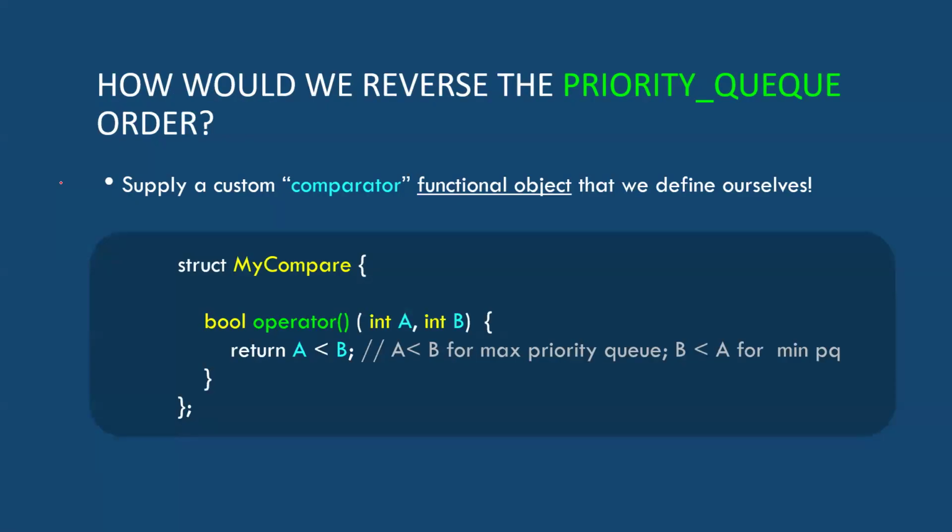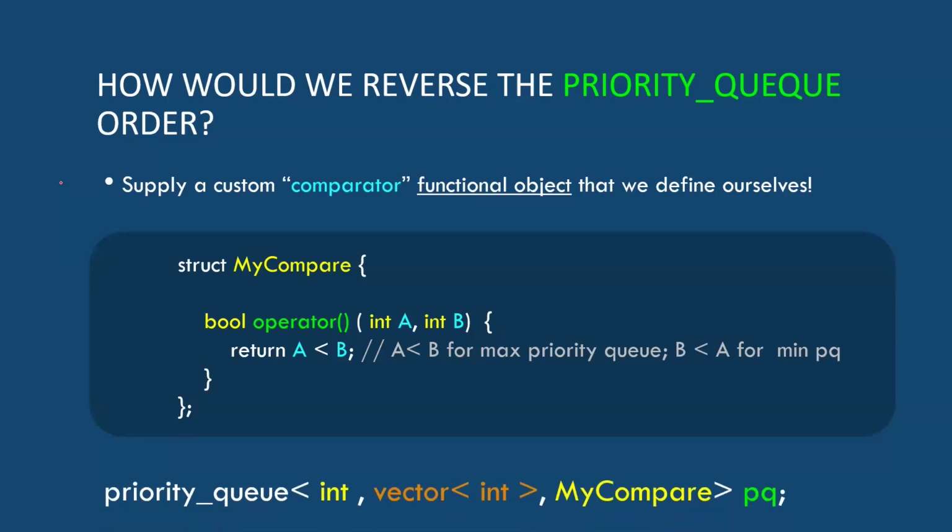How do we reverse? Well, we write one of our little functional objects. We create a class, sort of a quick look back to last week. We create a class that masquerades as a function. We overload the function parameters and we say just return whether A is less than B. If I'm given two things, return the Boolean result of the comparison. So for a max priority queue, we say A less than B. For a min priority queue, we just swap those two.